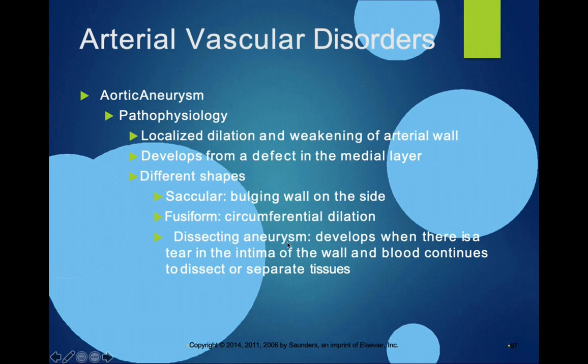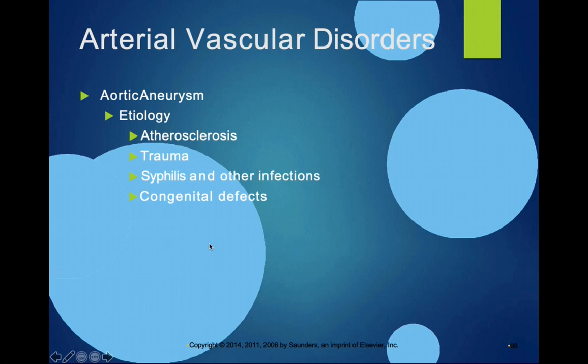When you have a dissecting aneurysm, that develops when there's a tear in the tunica interna of the wall of the blood vessel, and it continues to dissect and separate. This becomes very dangerous. So some of the etiology of the aneurysms are atherosclerosis, trauma, syphilis or other infections, and even congenital defects such as collagen issues.